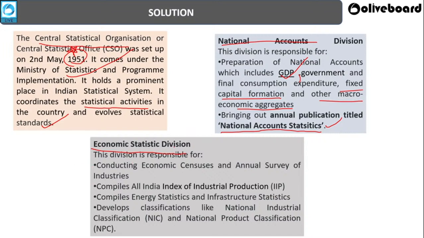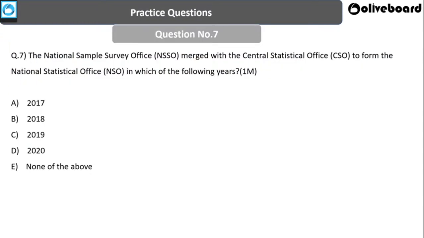If you take the case of the Economic Statistics Division of CSO again, it conducts economic census and annual survey of industries. Please remember this. And it is the one which compiles the IIP, or the Index of Industrial Production. It compiles the energy statistics, infrastructure statistics, and it also develops classifications like National Industrial Classification and National Product Classification, right? So these are all the responsibilities of the Economic Statistics Division.